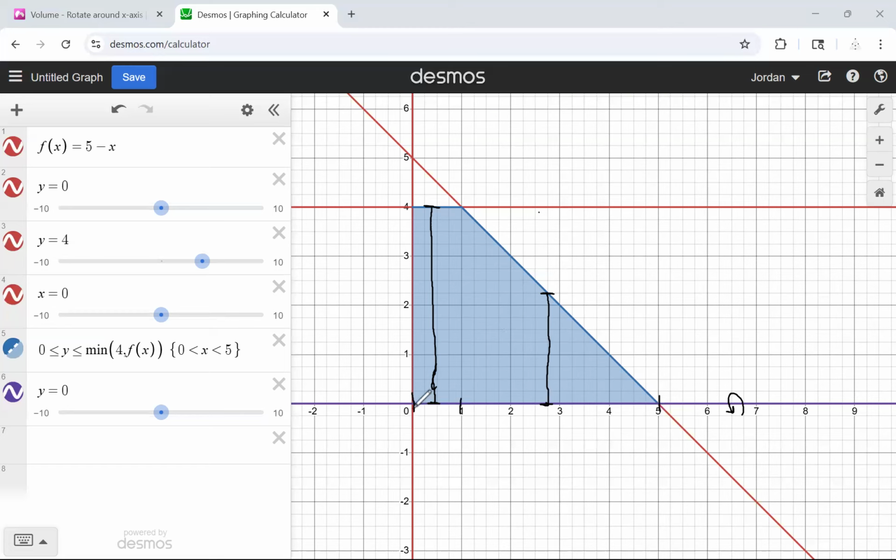Again, between 0 and 1, our rectangle goes from y equals 4 to y equals 0. From 1 to 5, our rectangle goes from y equals 5 minus x down to y equals 0. There's no holes, so this is just going to be a standard disk method without the washer piece.